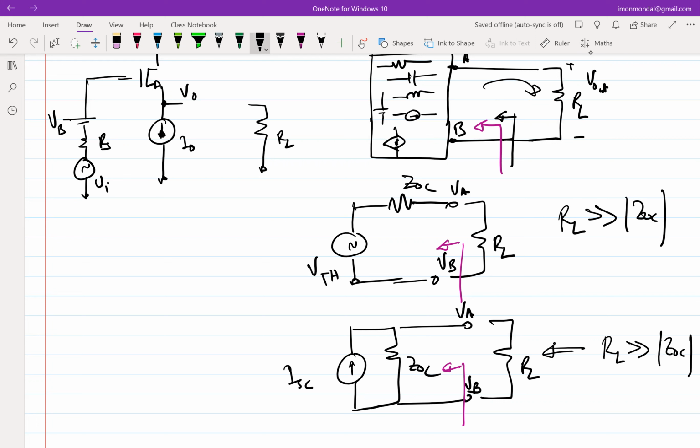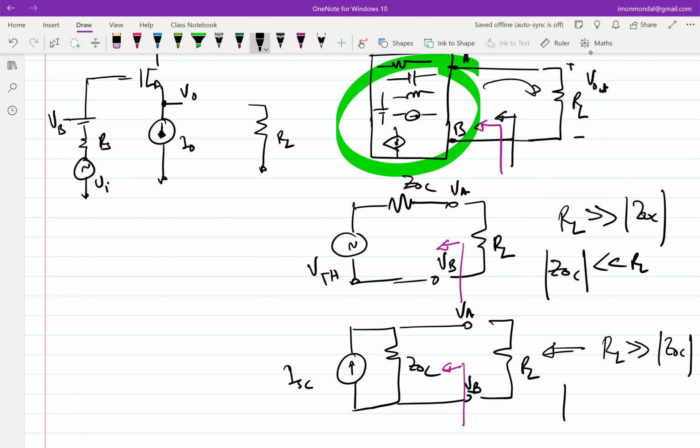Or from a designer's point of view, if you are trying to design the box, you have to ensure the other way around. That is, you are in charge of designing open circuit impedance. You have to ensure that this is less than RL. In this second case, less than or greater than?